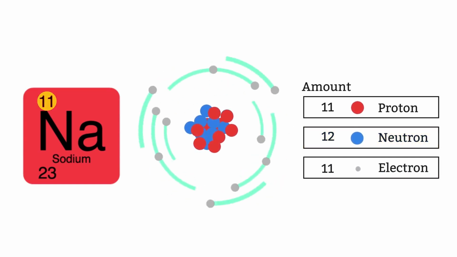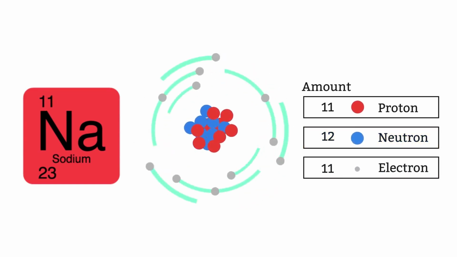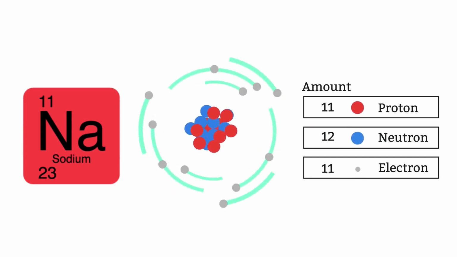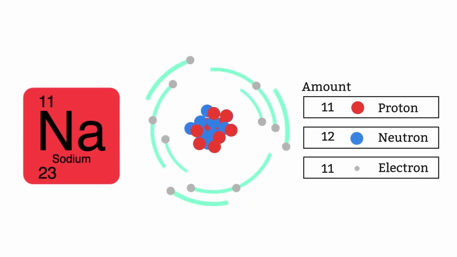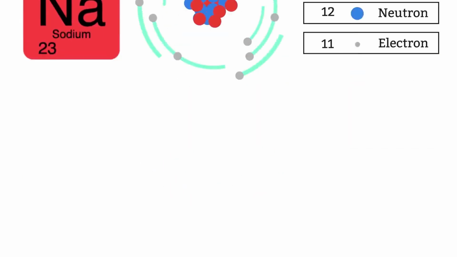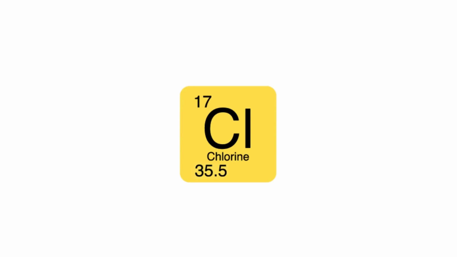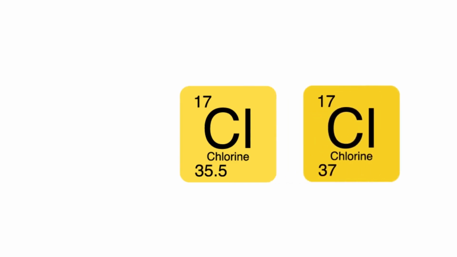The atomic mass number in the periodic table is not always a whole number. It is an average of different isotopes weighted according to their abundance. For example, the atomic mass of chlorine is 35.5. There are two common isotopes of chlorine, chlorine-37 and chlorine-35.